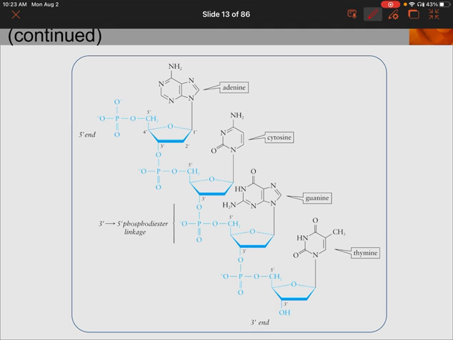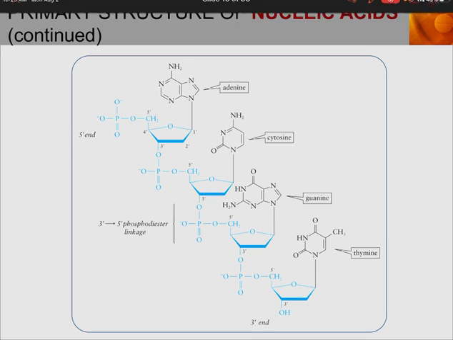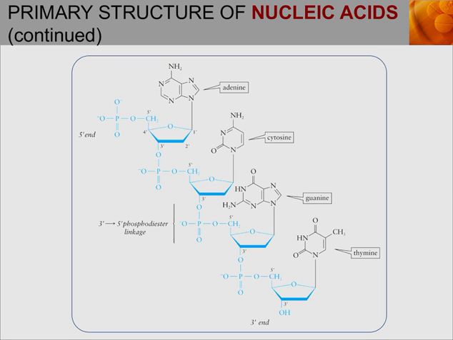All right, so here is that kind of backbone of our DNA or RNA, depending on which one we're looking at. Here we're looking at DNA, and I can tell because we're missing the OH group on the second carbon in the sugar.